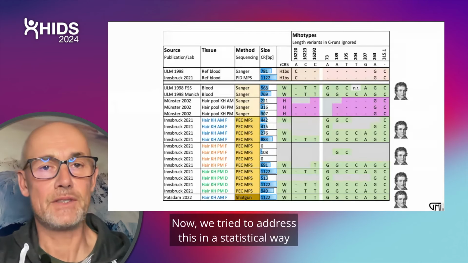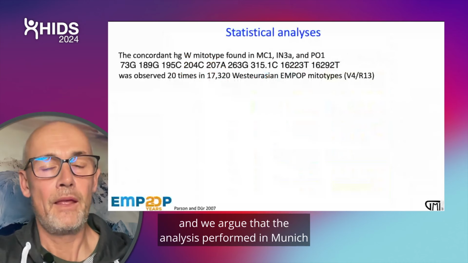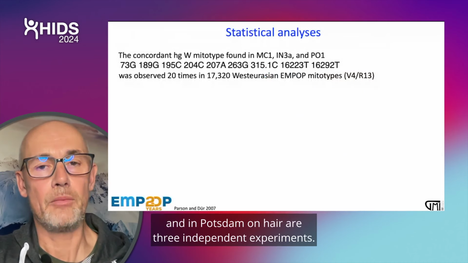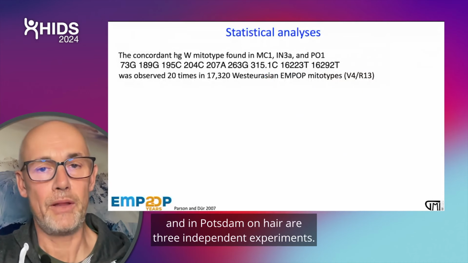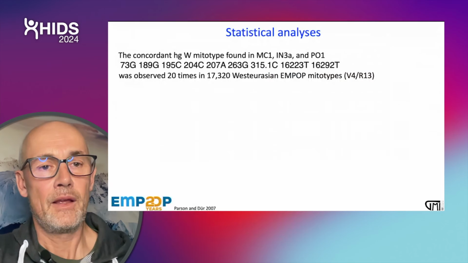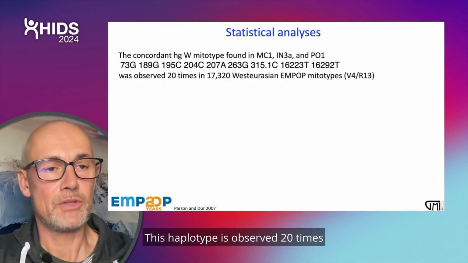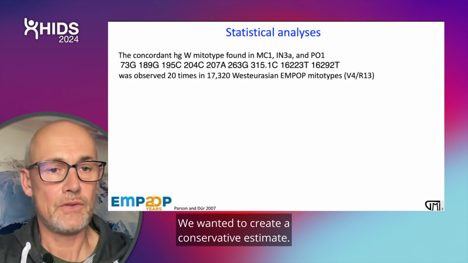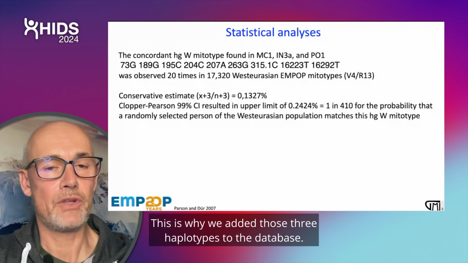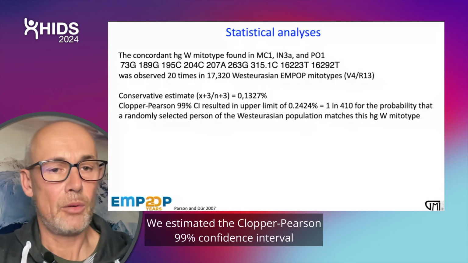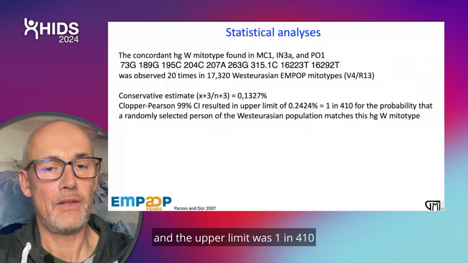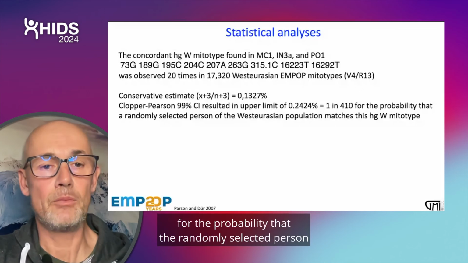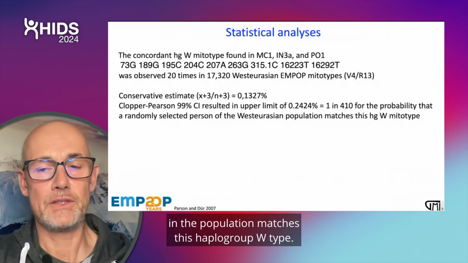Now, we try to address this in a statistical way, and we argue that the analysis performed in Munich on the blood, in Innsbruck on hair, and in Potsdam on hair are three independent experiments. They all lead to the same result. This haplotype is observed 20 times in the restoration part of the MPOP database. We wanted to create a conservative estimate. This is why we added those three haplotypes to the database. We estimated a Clopper-Pearson 99% confidence interval, and the upper limit was 1 in 410 for the probability that a randomly selected person in the population matches this haplogroup W type.